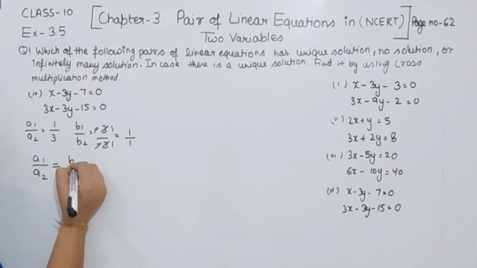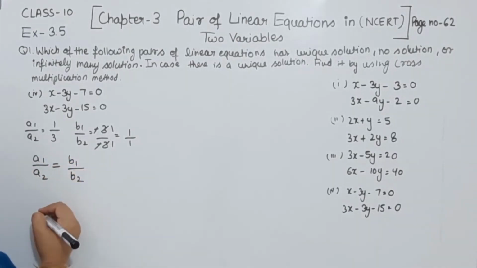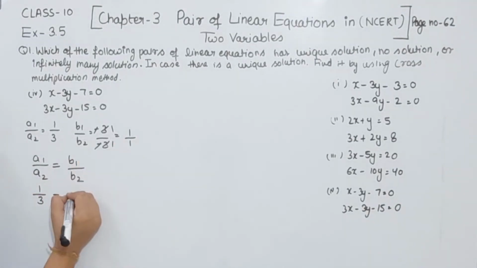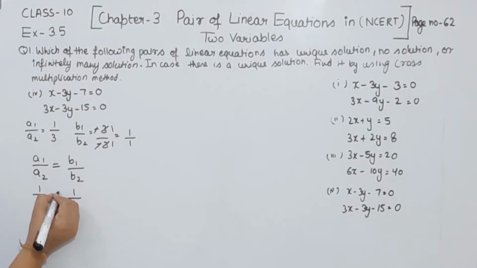a1 by a2 is equal to b1 by b2 or not. So a1 by a2 we have is 1 by 3, and b1 by b2 we have is 1 by 1. That is, a1 by a2 is not equal to b1 by b2. Now in this condition we have a unique solution.